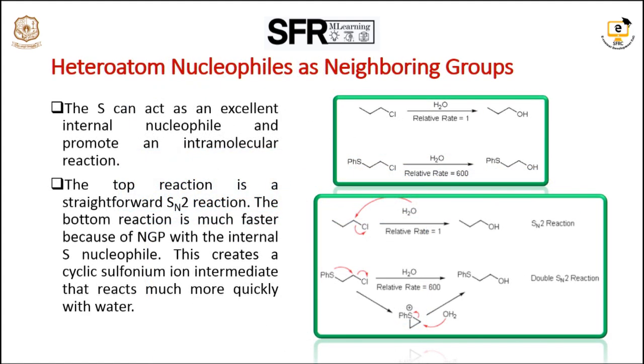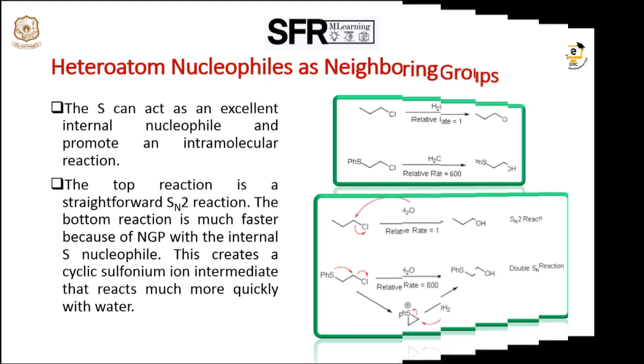The sulfur can act as an excellent internal nucleophile and promote an intramolecular reaction. So the top reaction is a straightforward SN2 reaction. The bottom reaction is much faster because of the neighboring group sulfur. This creates a cyclic sulfonium ion. The mechanism is given in the scheme, which involves a double SN2 process.